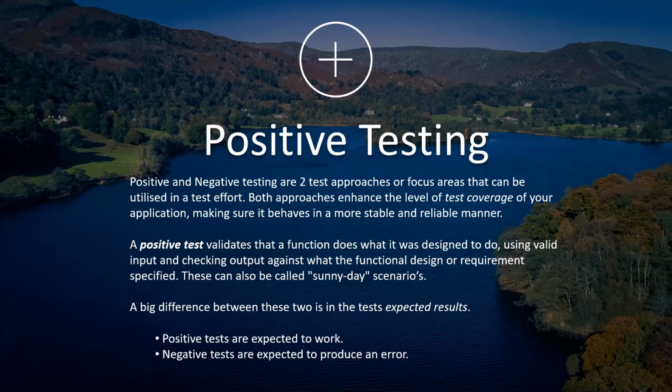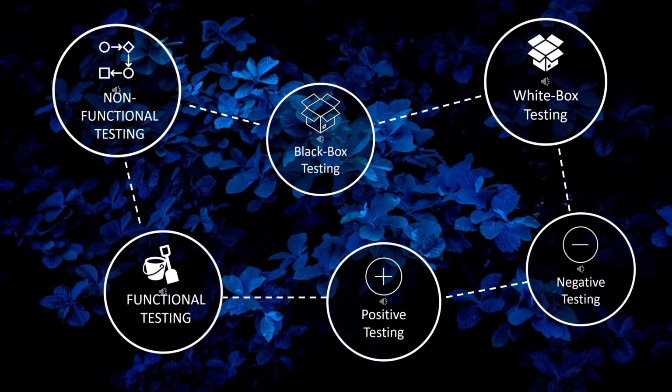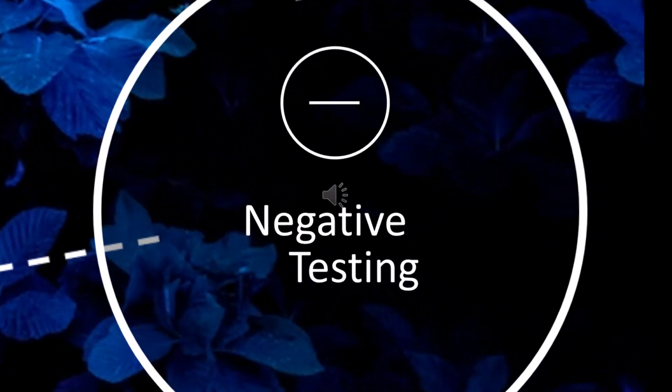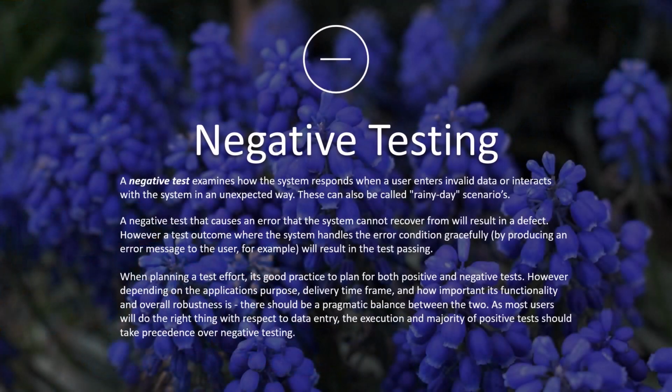A big difference between these two is in the test's expected results. Positive tests are expected to work. Negative tests are expected to produce an error. A negative test examines how the system responds when a user enters invalid data or interacts with the system in an unexpected way. These can also be called rainy day scenarios.